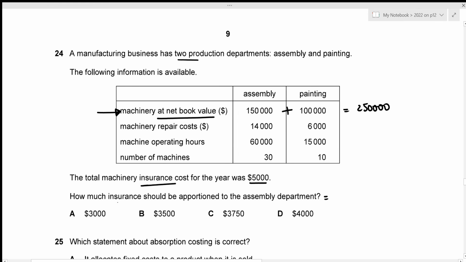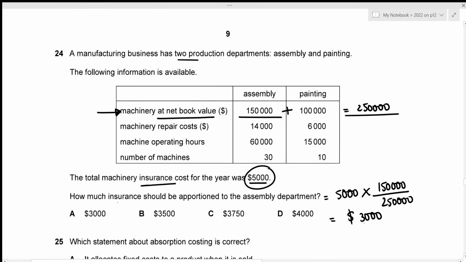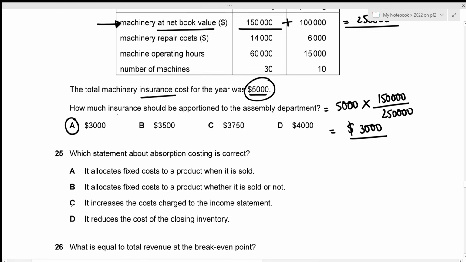So let's start with the total insurance cost of 5,000. And the basis is our net book value. And assembly has the value of 150,000 out of the total of 250,000. So that is just going to be 150,000 divided by 250,000, which gives the insurance to be apportioned to the assembly department to have the value of 3,000. This is the answer we're looking for, which is given in option A. That's the correct answer. And this concludes question number 24. We can now move towards question number 25.